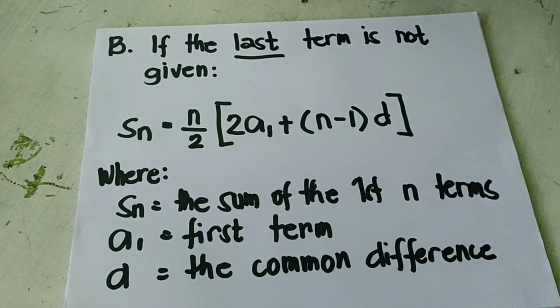When we say common difference, this is the same difference between the consecutive numbers. So, remember, if the last term is not given, you are going to use this formula, S_n is equal to n over 2 times the quantity of 2a sub 1 plus, open and close parenthesis, n minus 1 times the common difference. So, please remember the two formulas that I showed you.